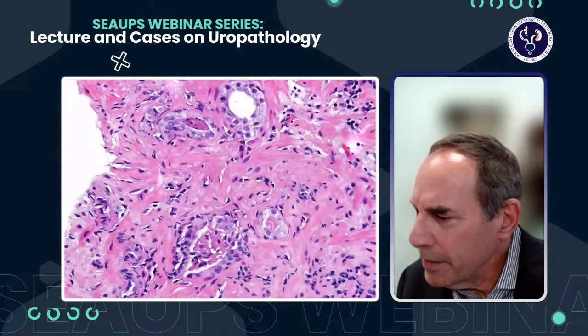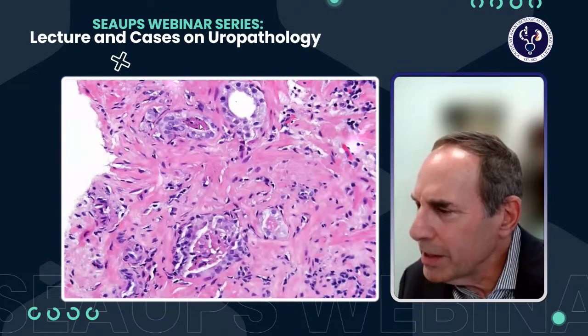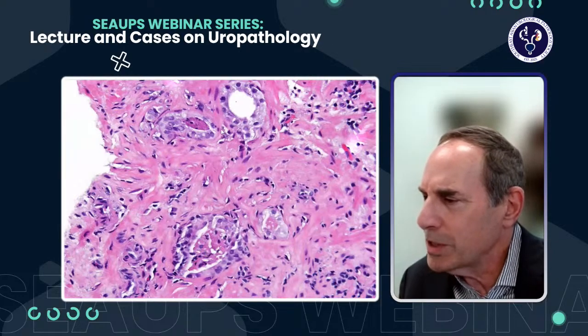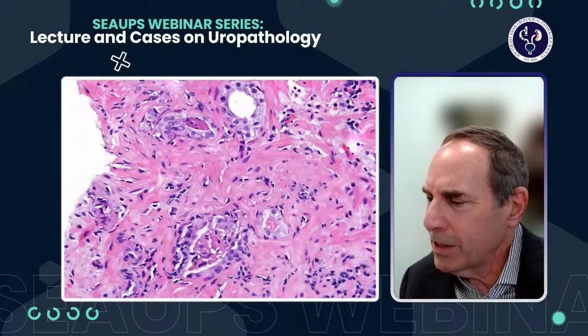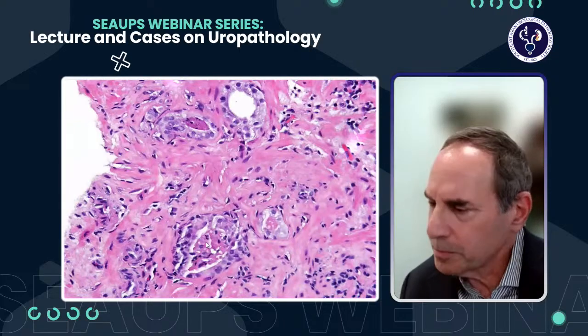Here's a case where we see some neutrophils in the lumen. Even a few neutrophils would make me back off from calling cancer because it can cause cytologic atypia. It can also cause even crowded glands.